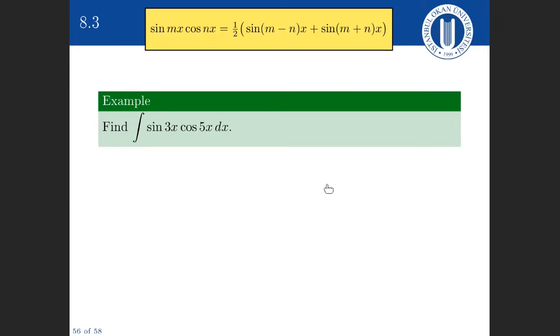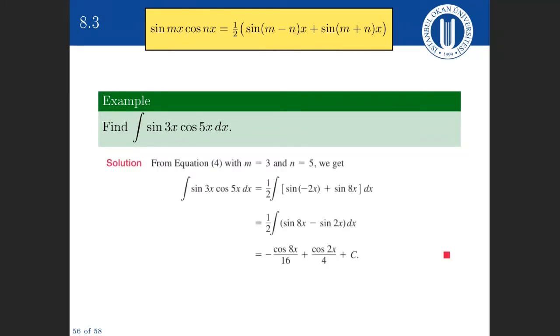So, for example, find the integral of sine 3x cos 5x dx. We have the formula at the top. Here, m is 3 and n is 5. So we're going to have 3 minus 5, and we're going to have 3 plus 5. We're going to be doing sine of minus 2x and sine of 8x. Here we are, and that's straightforward. I can skip on to the next example.